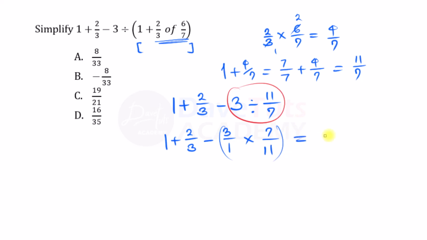So simplifying this will be 1 plus 2 over 3 minus, what is this going to give us? That's 3 times 7 is 24.